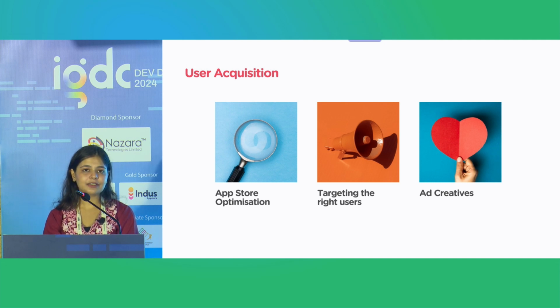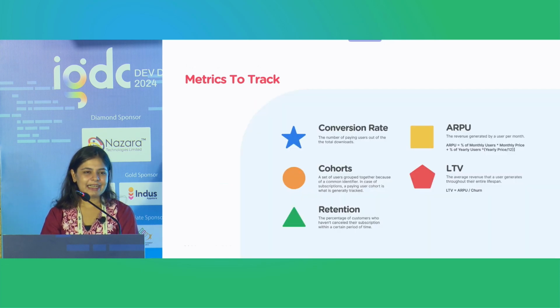So user acquisition is a key part, and I think in a subscription app it becomes even more critical, because the user that you're trying to monetize has a very high lifetime value, and then your CACs would also be high. So we'll need a lot more experimentation compared to conventional apps. What are the metrics to track?